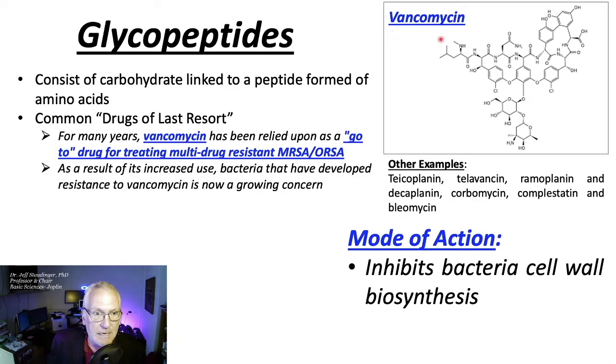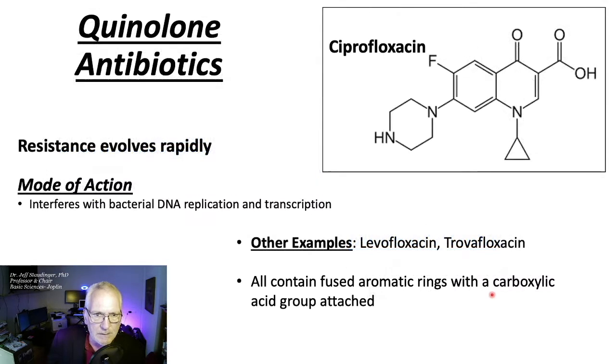Glycopeptides, including vancomycin, are common drugs of last resort. For many years, vancomycin has been relied upon as a go-to drug for treating multi-drug resistant MRSA and ORSA. As a result of its increased use, bacteria have developed resistance to vancomycin, and that is now a growing concern. Its mode of action is to inhibit bacterial cell wall biosynthesis.